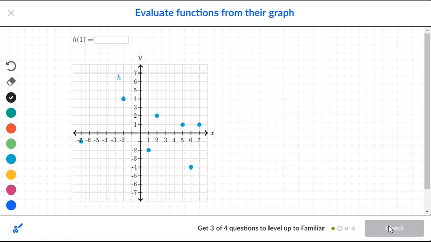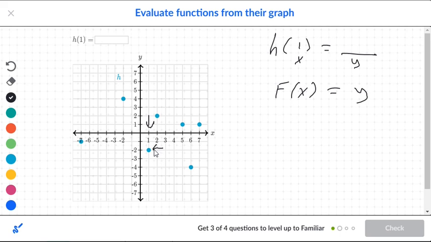Okay, next question, we have h of 1, and we want to figure out what that's equal to. Now remember, what we work from is what's known as f of x is equal to y. So this is your x, and this is your y. So on the x, we find 1, which is right here. This is 1, and then I look down and I see there's a point right below it, and the point matches up to be negative 2.